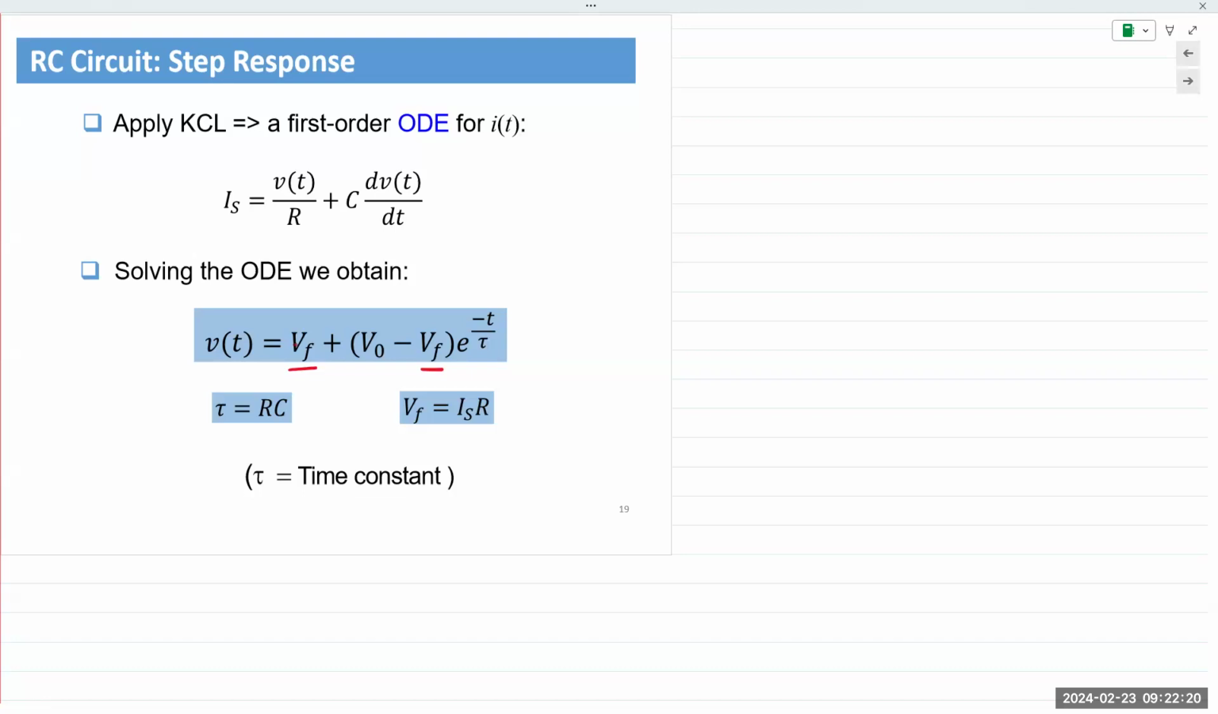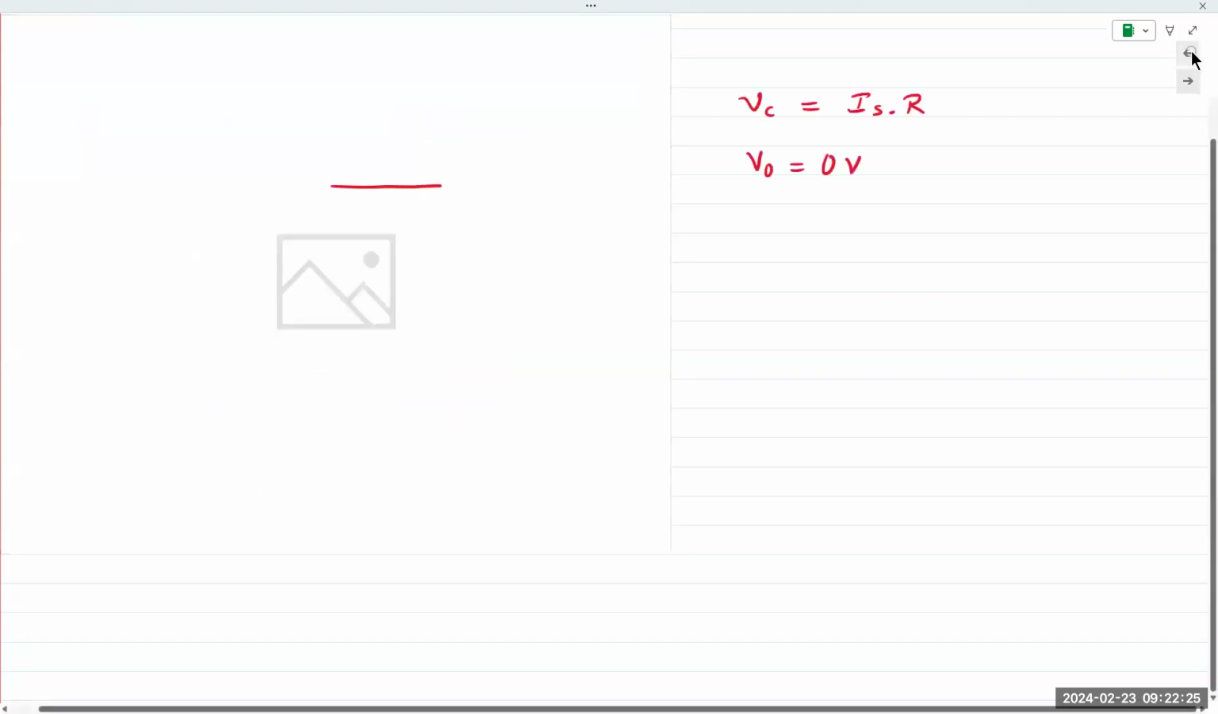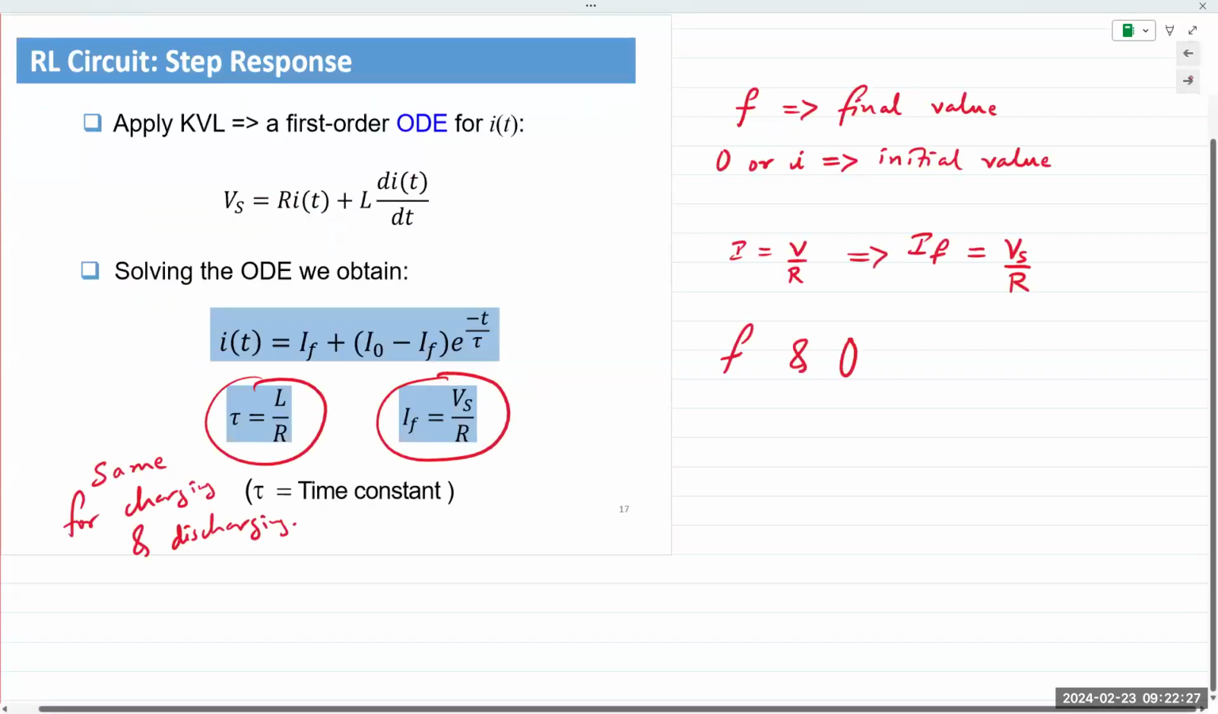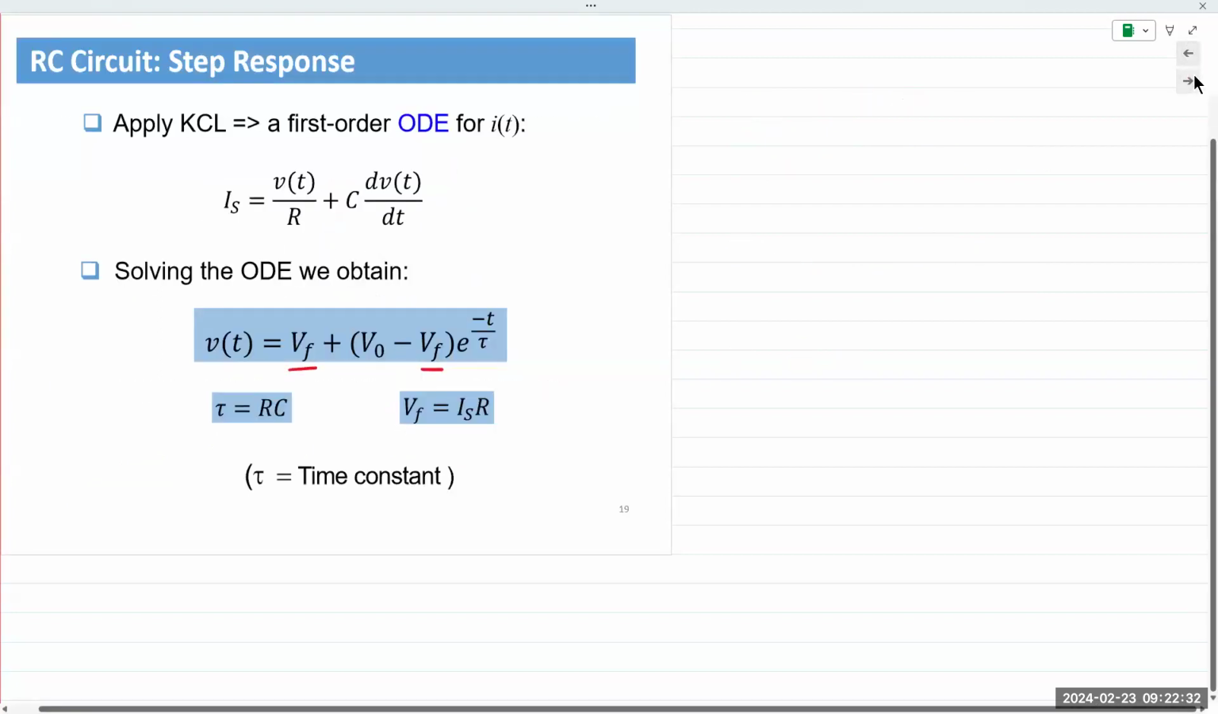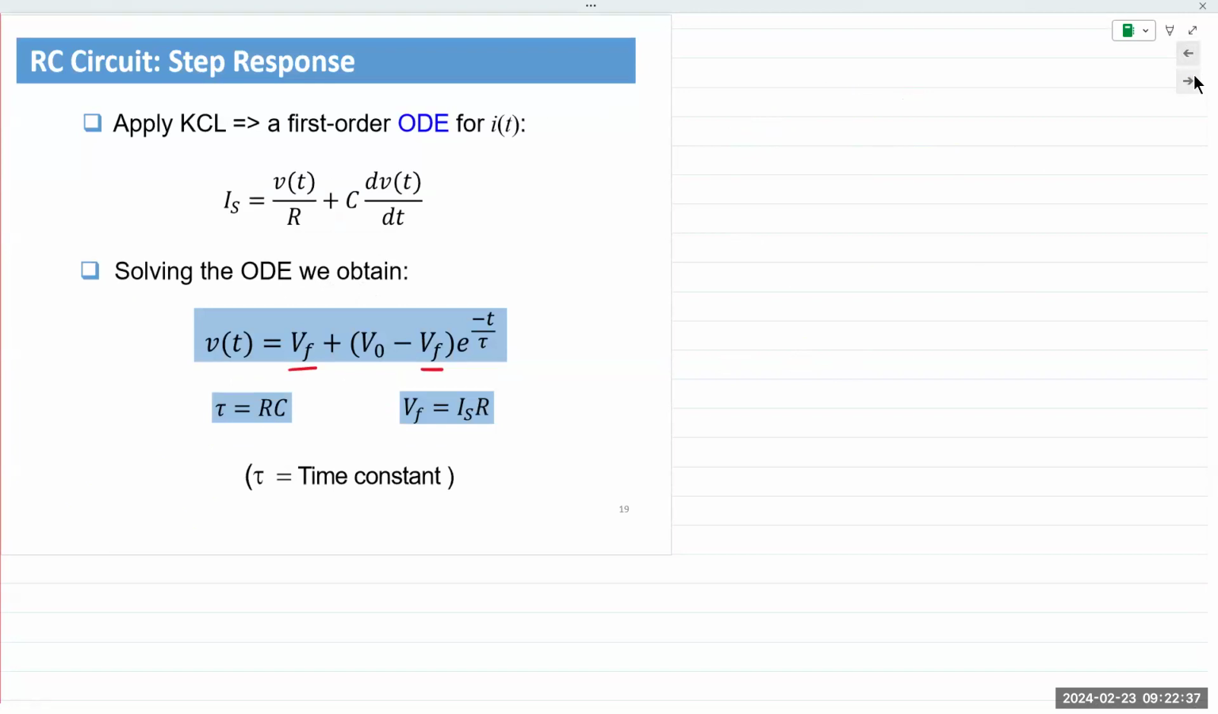If you notice, it has the exact same form as the RL circuit, right? IF plus I0 minus IF. And here we have VF plus V0 minus VF, times e raised to minus t over tau. Same function, everything remains the same. Tau is also the same, R times C. Then again, the final voltage is given by Ohm's law, the product of the current source and the resistance, IS times R.